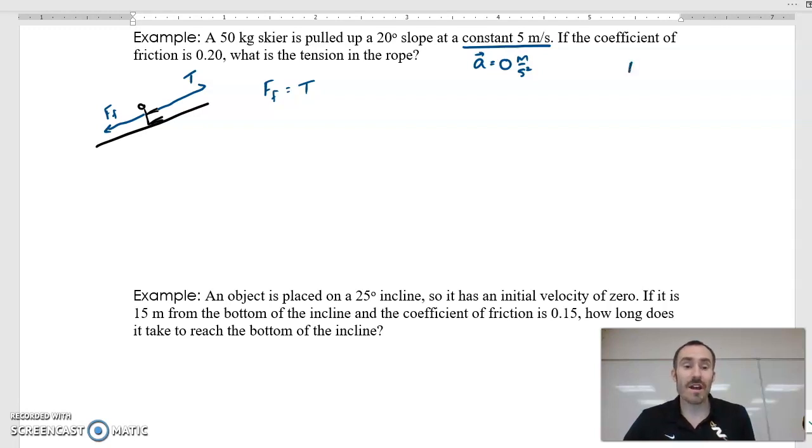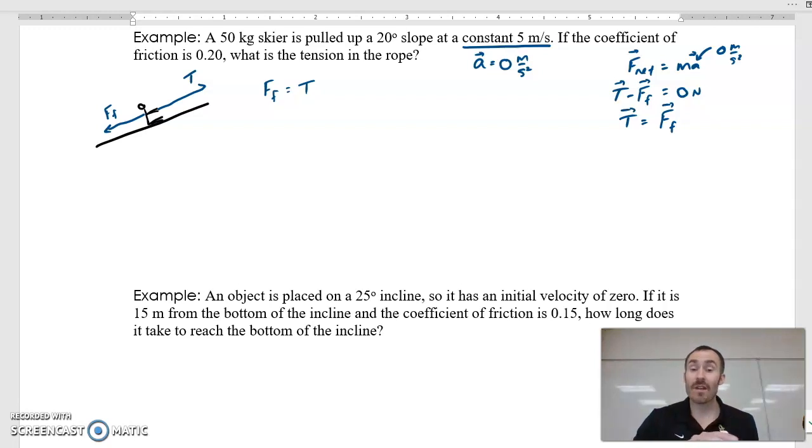If you still want to start with F net equals ma, which is a totally valid thing to do, we're just going to say that the acceleration is 0 meters per second squared. So then F net is tension minus the force of friction, and that equals 0 newtons altogether because my acceleration is 0. And so then I would add friction to both sides, and I'd end up in the exact same place as I just started. So starting with F net equals 0 in this case is just as valid as jumping to this balanced forces situation here. I will accept both of those things.